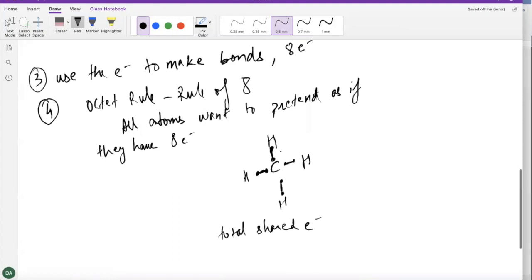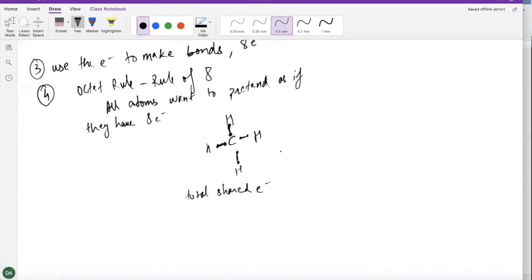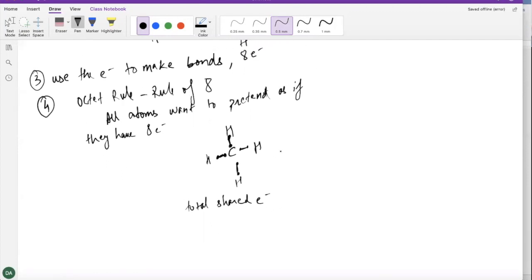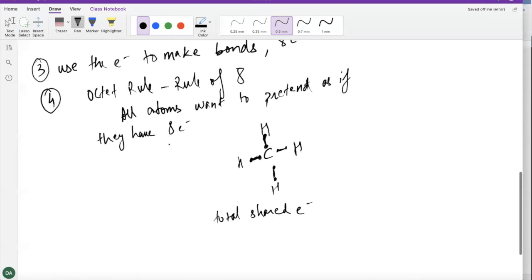Okay, so this is what we mean by the octet rule. When you're talking about octet rule, you don't care about the electrons the atom owns, but the electrons that are total shared. Now you see, guys, when the carbon has 8 electrons, we say that the octet is good and carbon is happy. That's what it wanted. That's why it's making 4 bonds, so that it has this number 8.